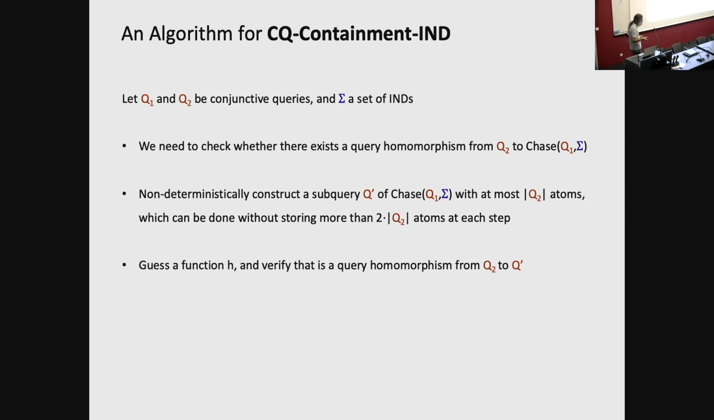I know that this is very, very sketchy and hand-waving, but I fear I can't do better than that at this point, right? But the message is that we cannot afford to build the chase explicitly, but one can build non-deterministically a portion of it, which does the job. And once we build that non-deterministically, then it's the same story. We can guess a function and then verify that it's a query homomorphism. And of course, now the whole thing works in polynomial space because the non-deterministic algorithm that we discussed requires PSPACE.